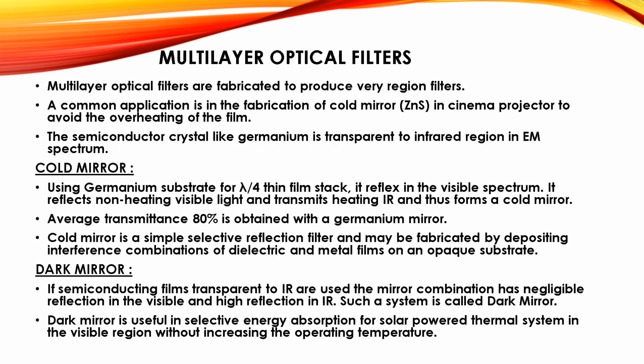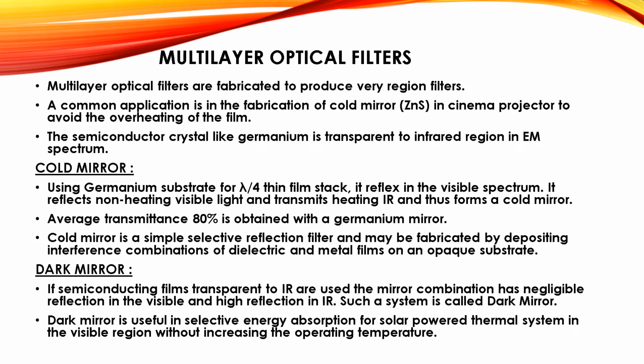Then in this case the average transmittance of 80% is obtained with the germanium mirror. And cold mirror is a simple selective reflection filter and may be fabricated by depositing interference combinations of dielectric and metal films on an opaque substrate or mirror. Then next is dark mirror.